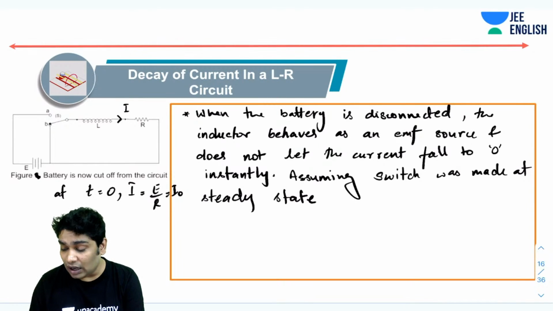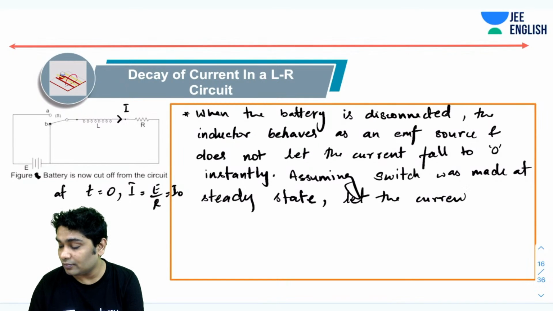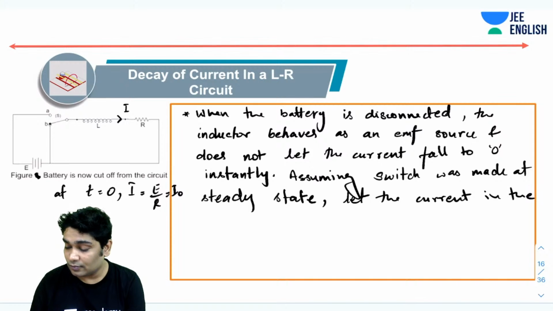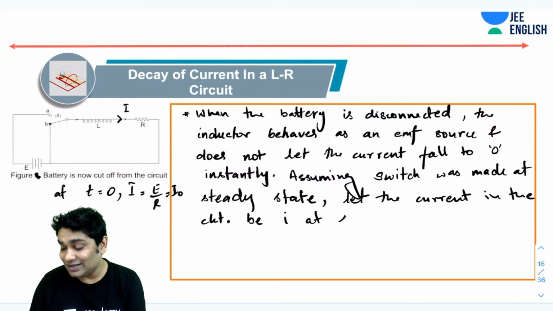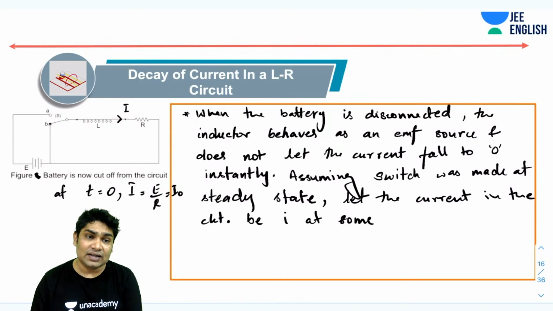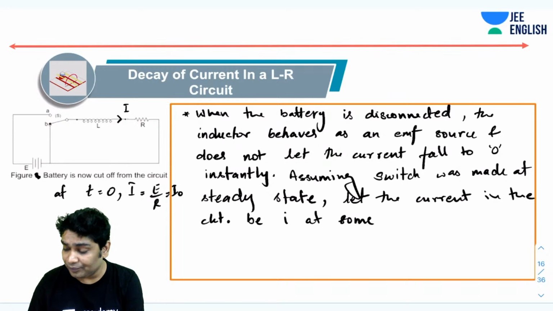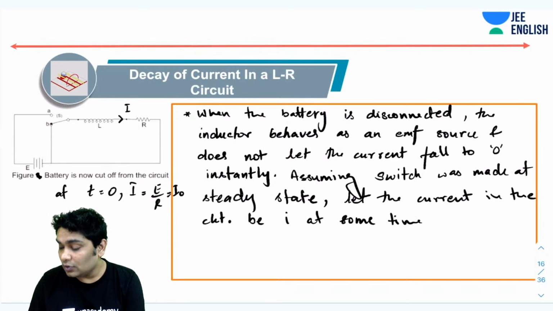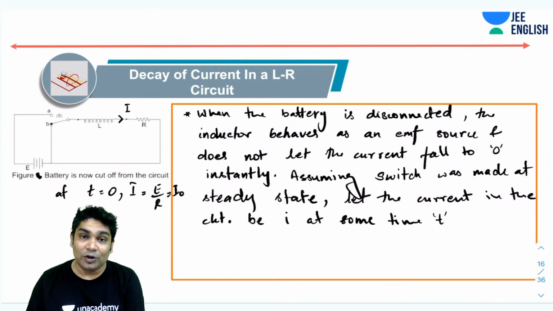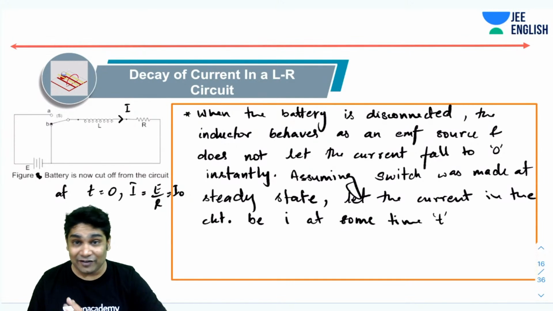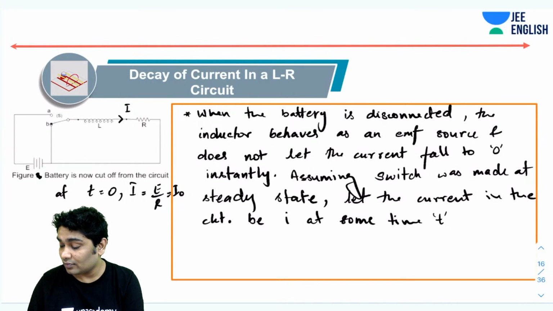Okay. So now at some time t, let the current in the circuit be I at some time t. So we are assuming that in some time t it has dropped down to some value I. And now how are we going to analyze? Again, we are going to apply the KVL equation. Applying KVL equation, let's see what we will get.